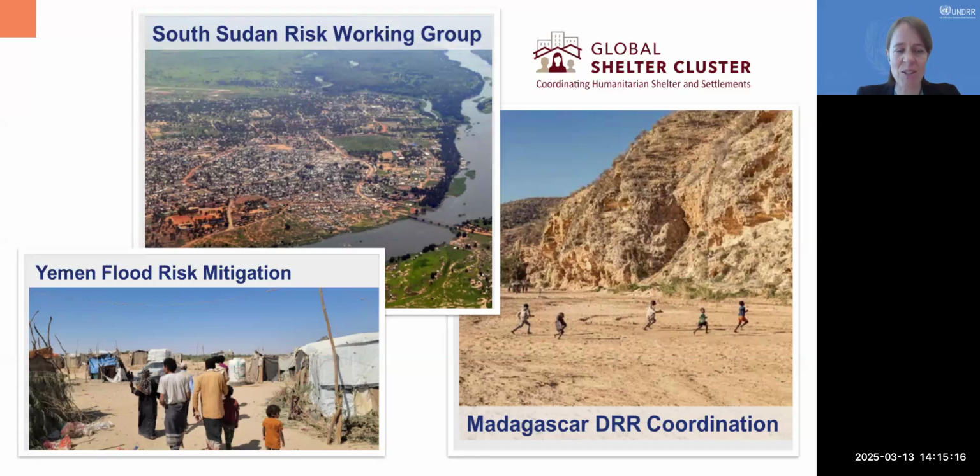And also in Madagascar, where we were able to put together a DRR advisor who again was able to play that coordinating role and bring people together. So just a couple of examples there of how this can look in practice.